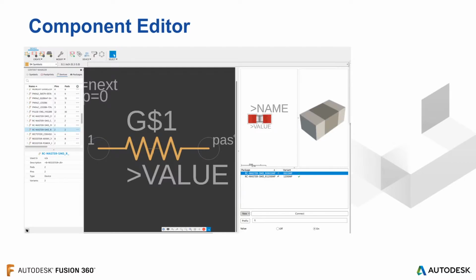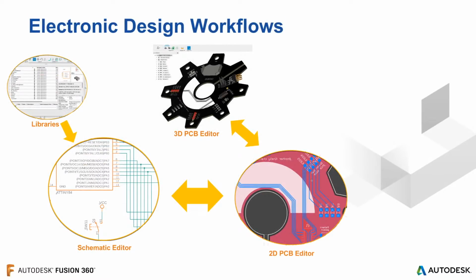Now that we have an idea of the three editors, let's go ahead and talk about the actual workflow that you're going to be using with Fusion 360 if you're designing your electronics with it. It actually starts from the schematic editor. From the schematic editor, you're going to actually be accessing the libraries. In the libraries, you're going to be placing components in your schematic. You're going to be accessing the libraries continuously and adding more information to your schematic.